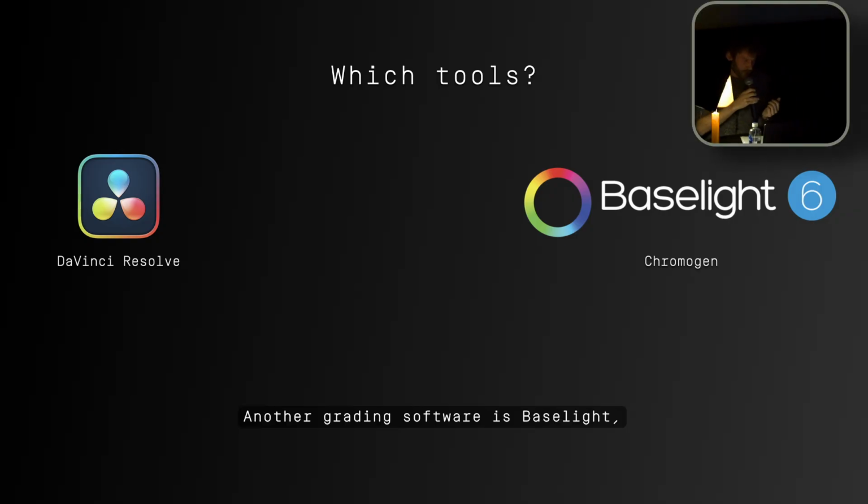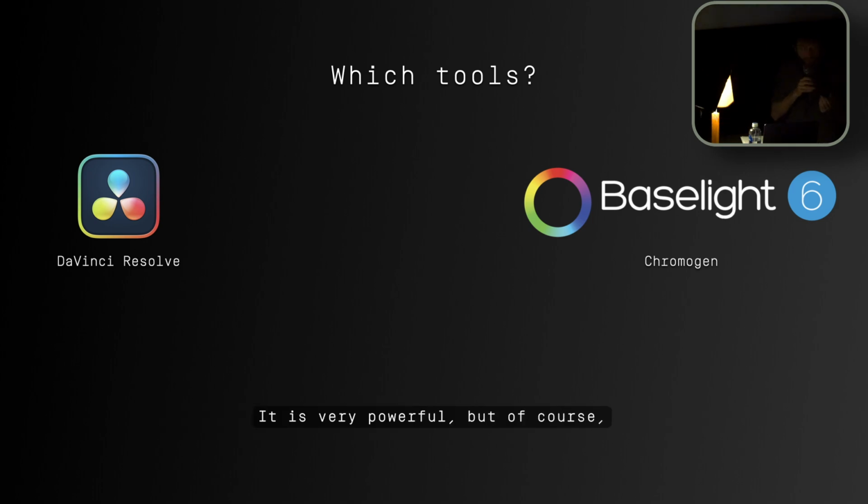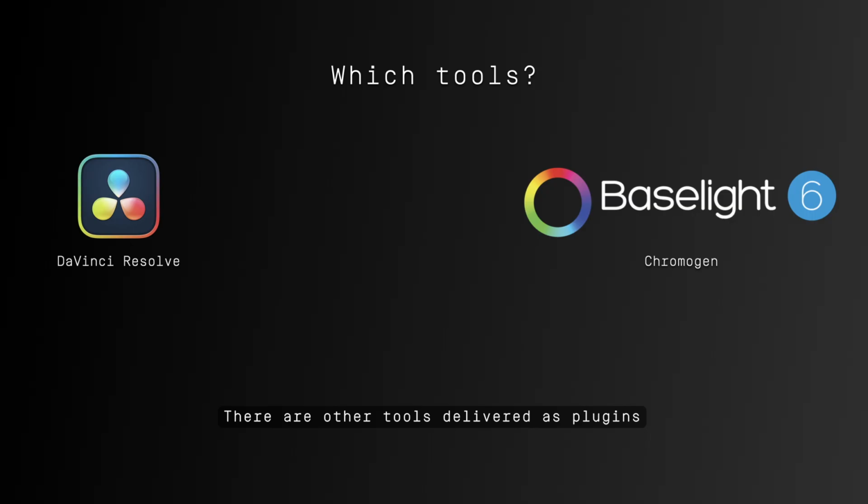Another grading software is Baselight, and with its 6th version comes a special operator, Chromogen. This operator was entirely designed for look creation. It is very powerful, but of course it is for Filmlight products only. There are other tools delivered as plugins that could also be mentioned, but either they are not well suited for film post-production workflows, or they are only a catalog of defined looks, finely crafted ones, but not parametric ones.